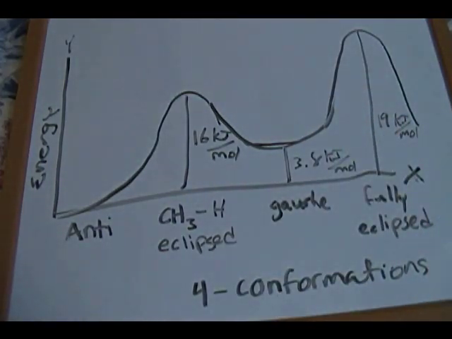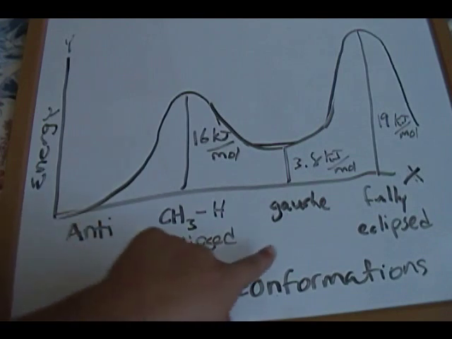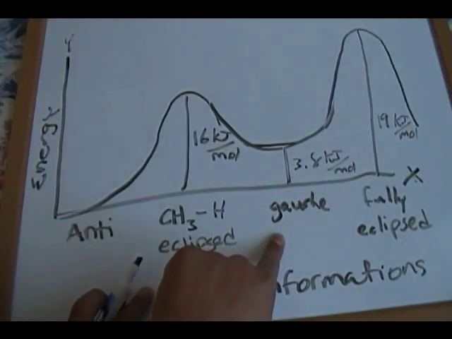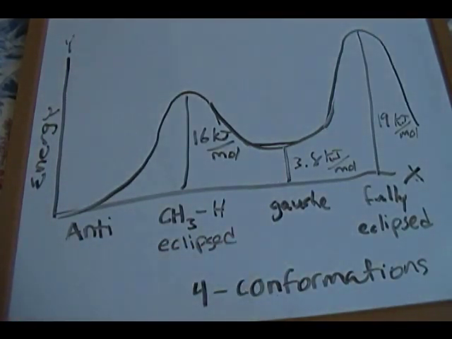Okay, and the difference between these energy levels is because here it's eclipsing, so we have steric and torsional strain. In the gauche conformation we're at lesser energy because there is no torsional strain. All we have is just a little bit of steric strain, and then fully eclipsed, there's a lot of interaction going on. So there you have it. This is the conclusion on Newman projections.